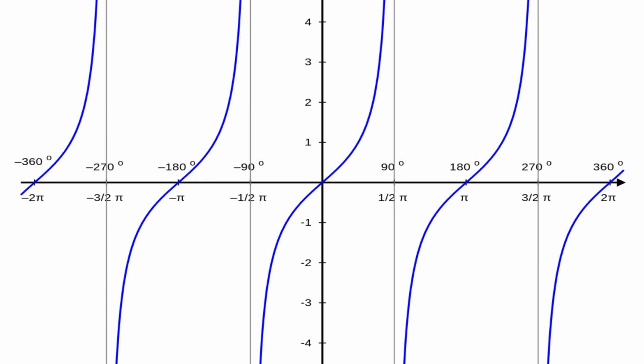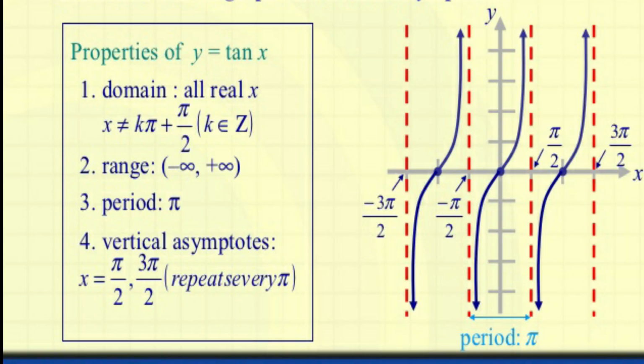Now let us see the properties of this tangent function. For that we will see another graph of tangent function. Now we will see the four important properties of function y equal to tan x. First one is about domain. Here domain is nothing but the values of x. Here all real values of x belong to this domain except integral multiples of pi by 2.